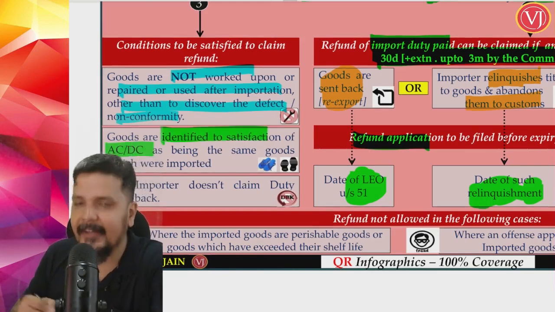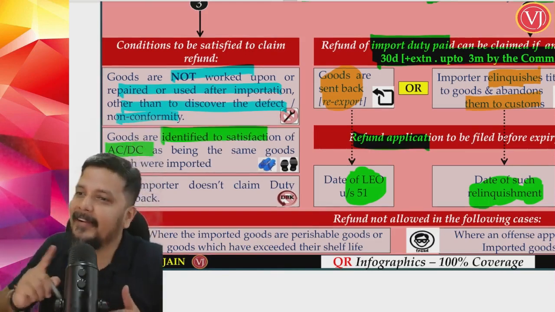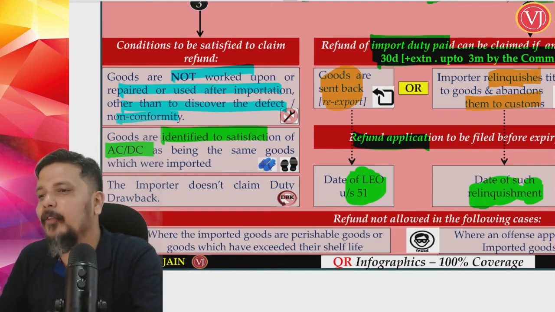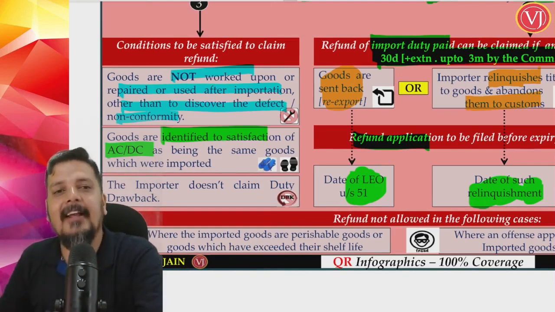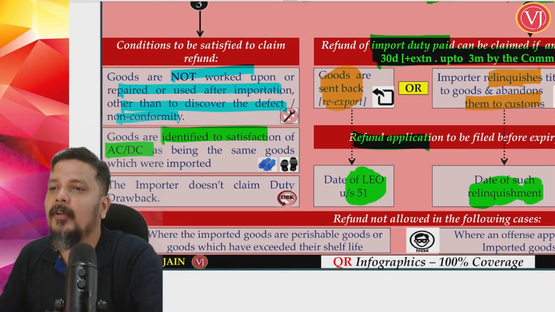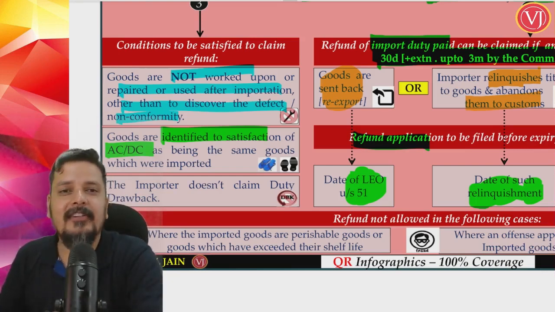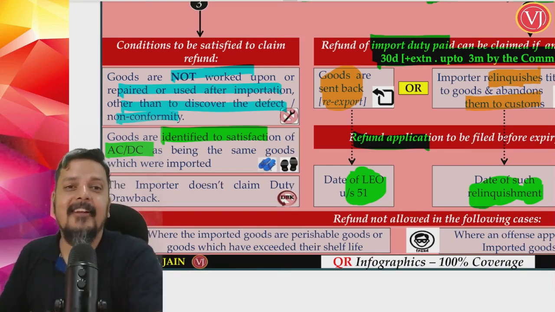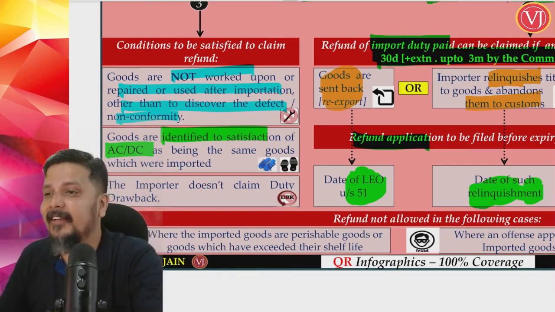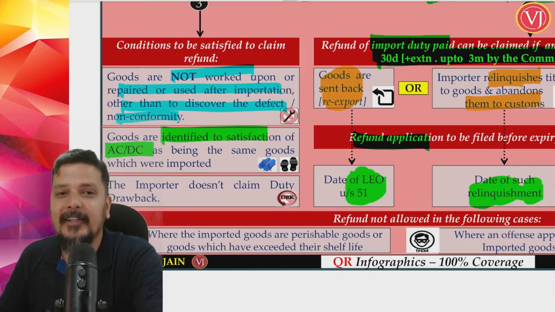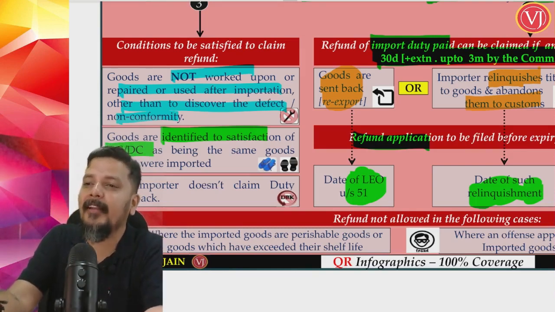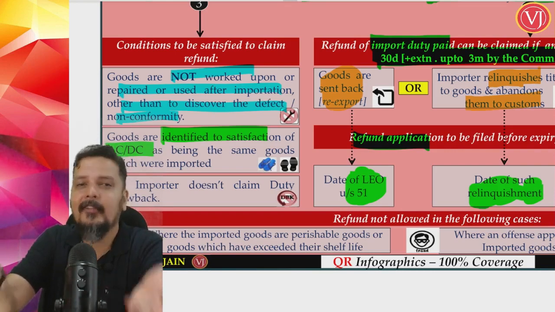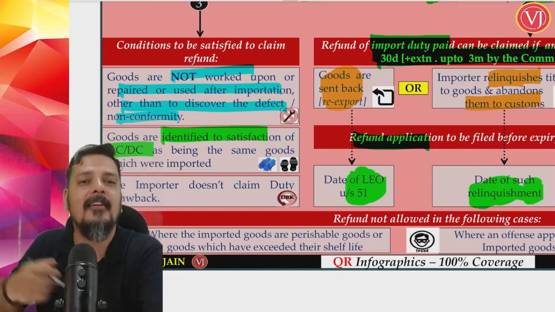ACDC should be satisfied that the goods which were brought inside and taken outside are the same. Otherwise, few people at times practically collude with the officer. What will they do? They have goods which are already worthless. They'll import new goods, pay import duty, having an understanding with ACDC, bring another set of goods, tell that they are not of any use for me. In front of him, destroy. Already they are worthless. In front of him, destroy.